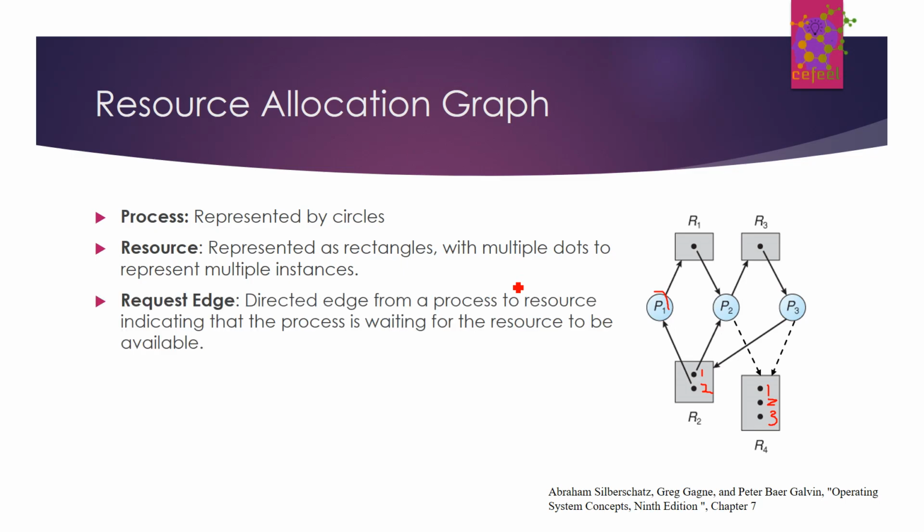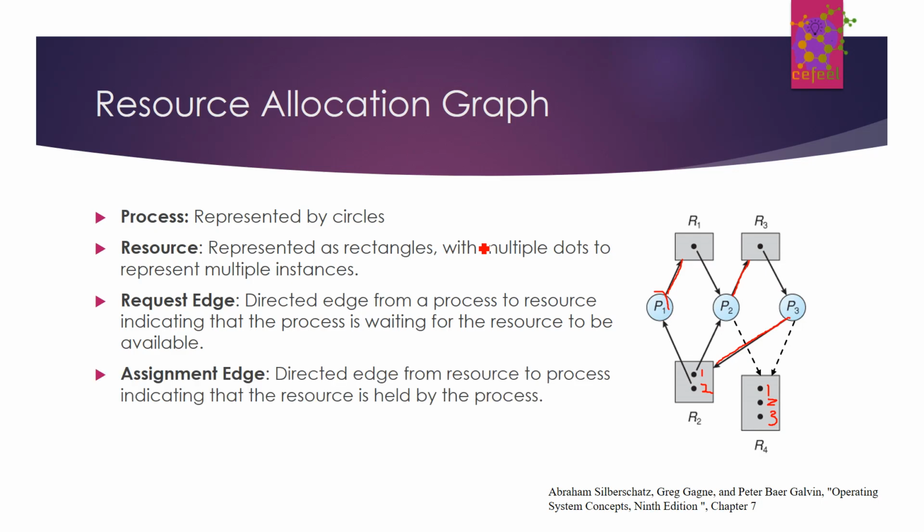Then we have some edges. First, the request edge. A request edge is an edge from the process to the resource, which means the process is asking for that resource to get allocated so that it can proceed. In this graph we see that process P1 is requesting R1, so there is a request edge from P1 to R1, there is a request edge from P2 to R3, and there is a request edge from P3 to R2. So this is a request edge.